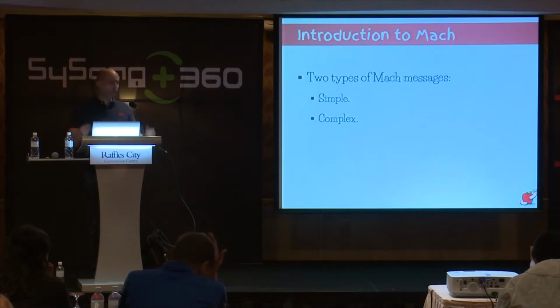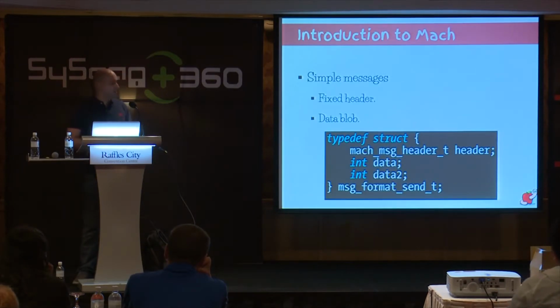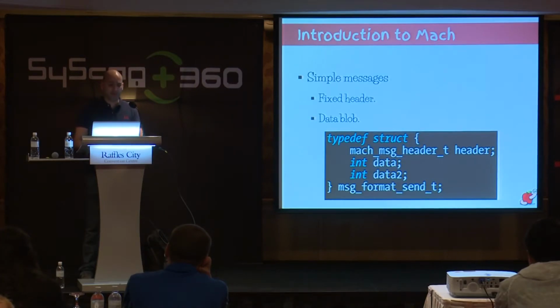Now, the interesting things for this presentation. There are two types of Mach messages, simple and complex. The simple messages basically contain a fixed header for communicating with Mach internal details, and then a data blob. In this case, I put here two integers. You can put an integer, an unsigned long, a long 64, a character, and so on. So it's very simple data. You put a header, you put some value, and you send this. That's the reason why it's called a simple message.